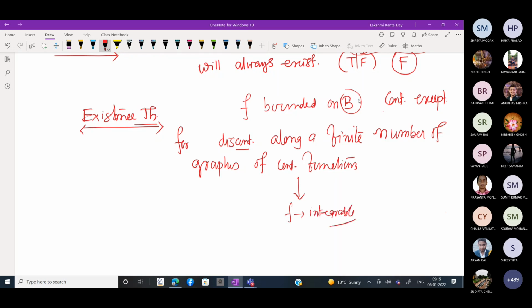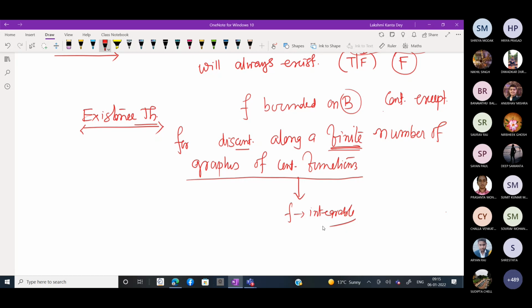See, the ideal situation is that if f is continuous on your bounded domain, then it becomes integrable. That is the most ideal situation. But if simply the function is bounded on a region, the domain of definition, and it may be discontinuous along a finite number of graphs of continuous functions, then we can say that it is integrable.